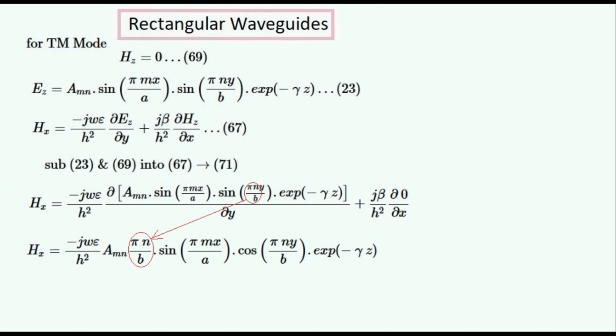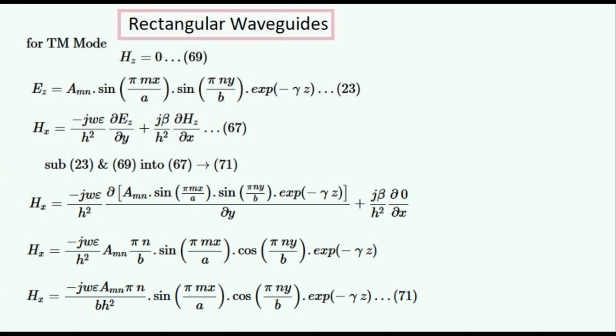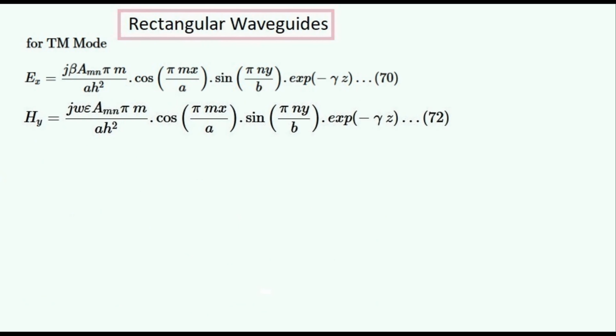Evaluating the differential equation gives us this equation. And then we get a tidied up formula for Hx in terms of x, y and z. So these are the two equations for Ex and Hy in the TM mode. Hy can be derived in a similar way to Ex and Hx.